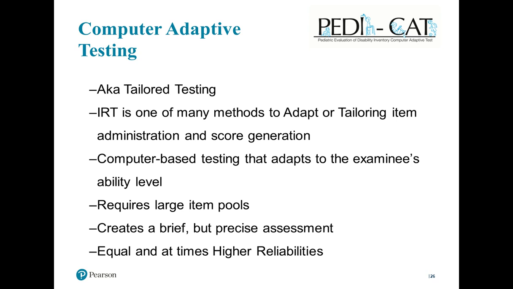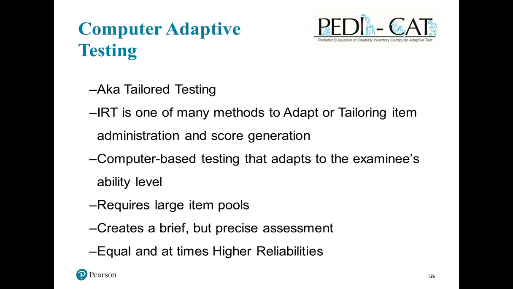So what is computer adaptive testing? Well, it's tailored testing. It basically tailors the assessment according to the responses of an individual. So if you come across an item that is perhaps too challenging for that individual, the next item would be slightly easier to respond to, and it will adjust according to how you respond to each individual item.